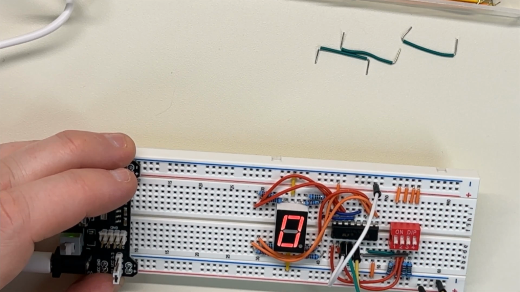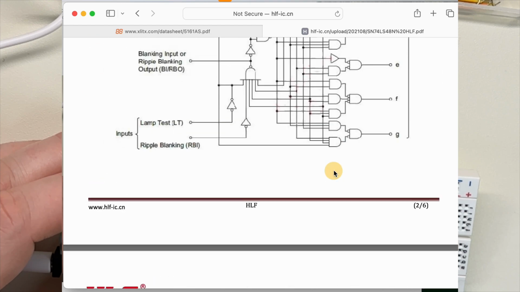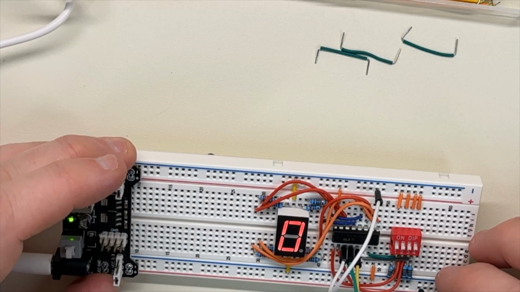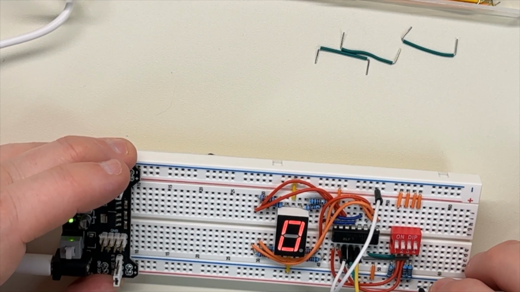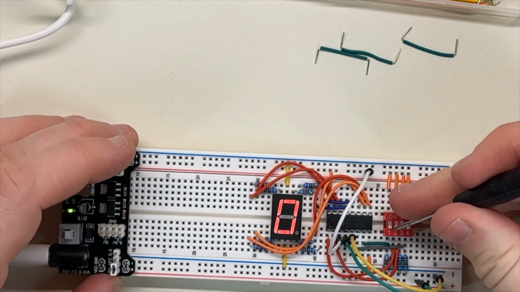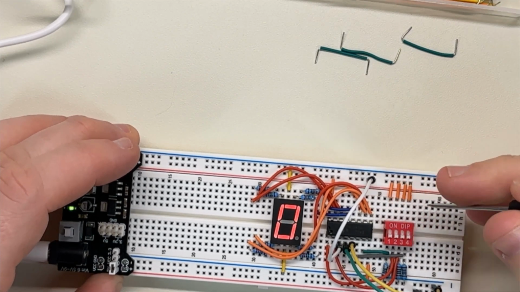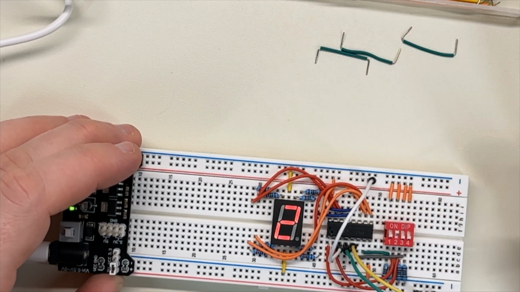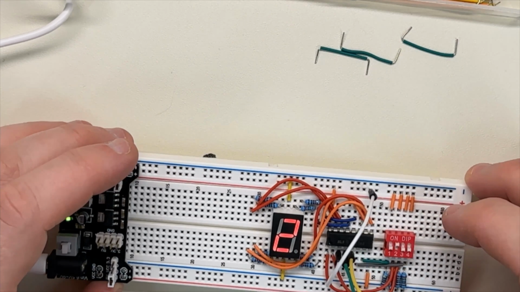Pin 5 is RBI, right? Pin 5, RBI. And down here in the notes it says, when low is applied to RBI, all segment outputs are low regardless of the level of any other output. I don't know if that's correct, is it? I'm seeing zero. Something's off there because it's not matching. That doesn't match my understanding.